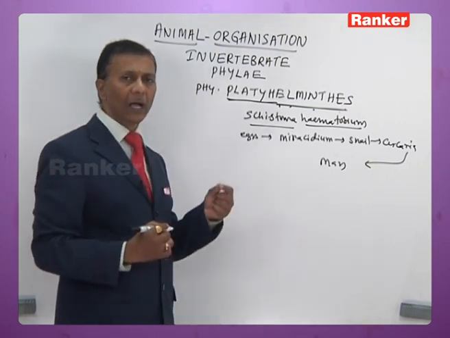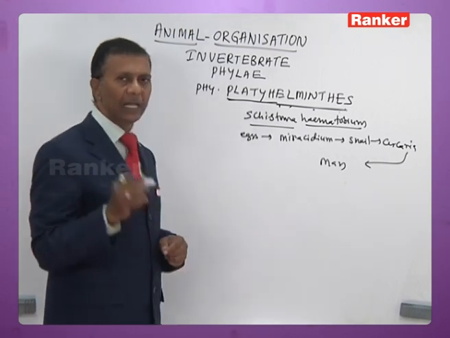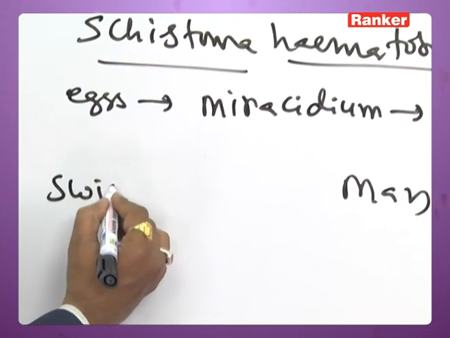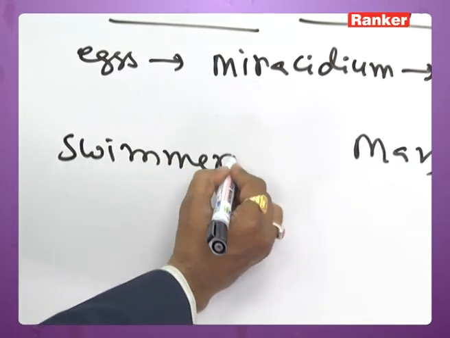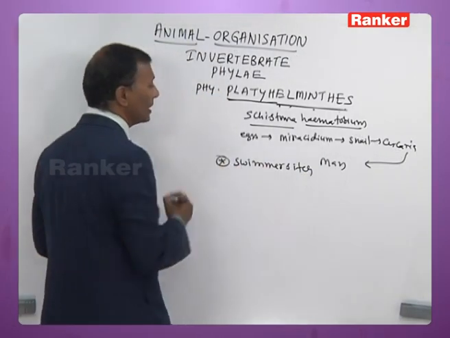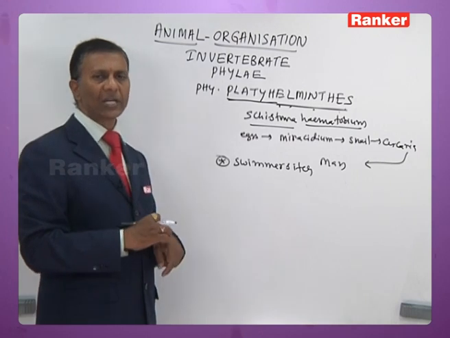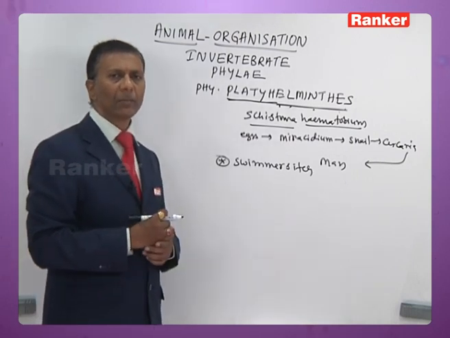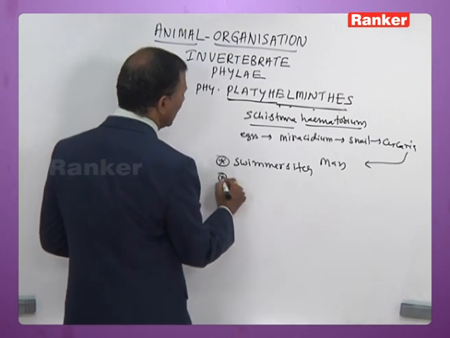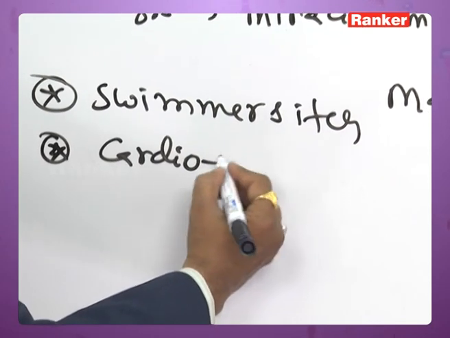Now the cercaria, while penetrating the skin, causes a kind of skin infection at the site of entry called swimmer's itch. Then in the lungs and heart, they cause cardiopulmonary schistosomiasis.